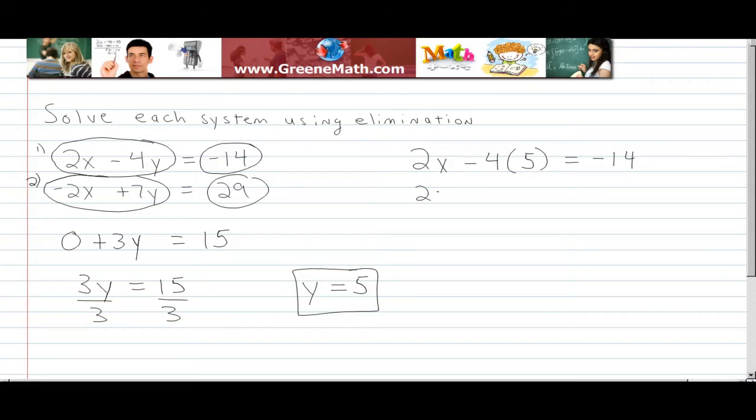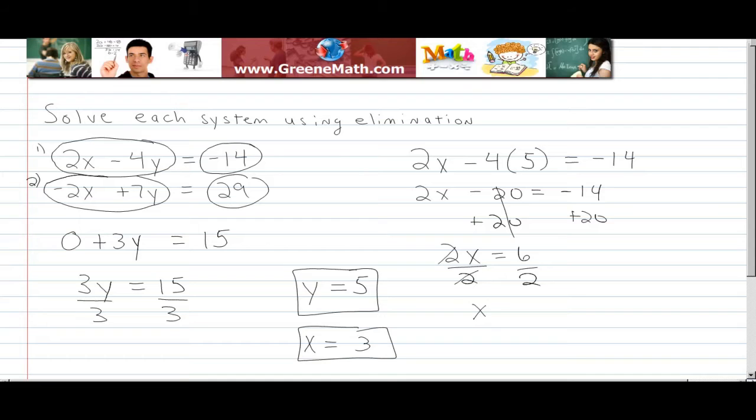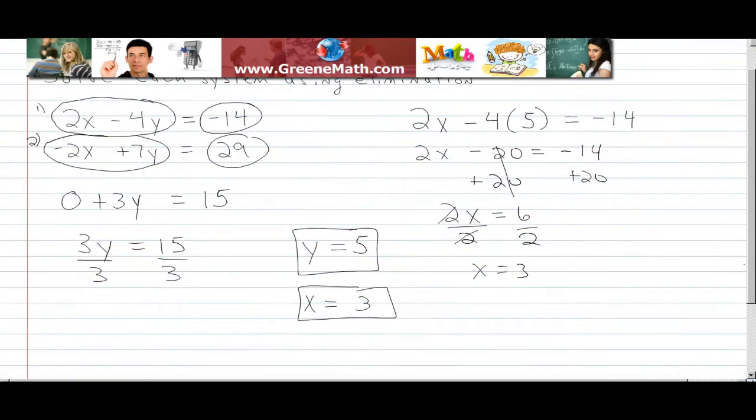Okay, so this would be 2x minus 20 equals negative 14. Add 20 to both sides of the equation. We get 2x equals 6. Divide both sides of the equation by 2, and we're going to get x equals 3. Okay. Now we want to check to make sure that we have a correct solution. Right? The solution to this system would be the ordered pair 3, 5.